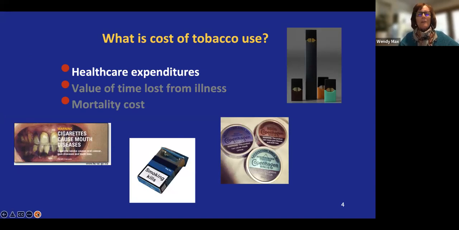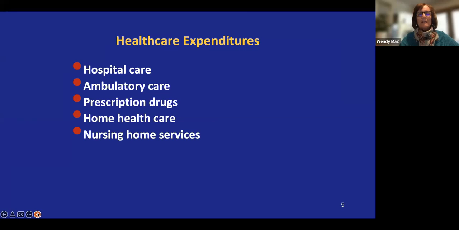When we talk about the cost of tobacco use, there are usually at least three components that are important. The first is, of course, healthcare expenditures, the actual dollars that are spent related to tobacco illness. And this might include expenditures for hospital care, ambulatory outpatient care, prescription medications, home health, nursing home services, and other types of care that people who use tobacco end up requiring.